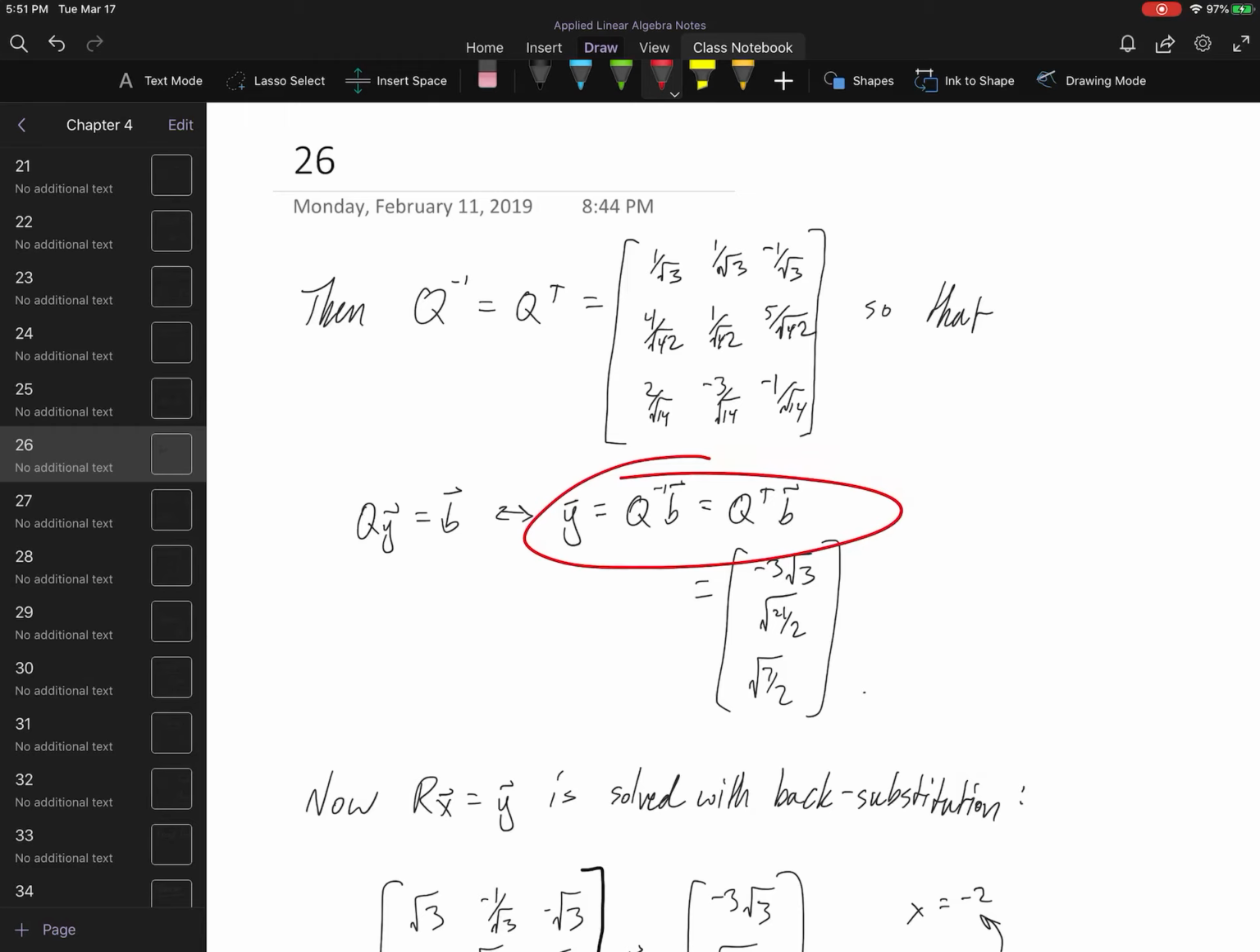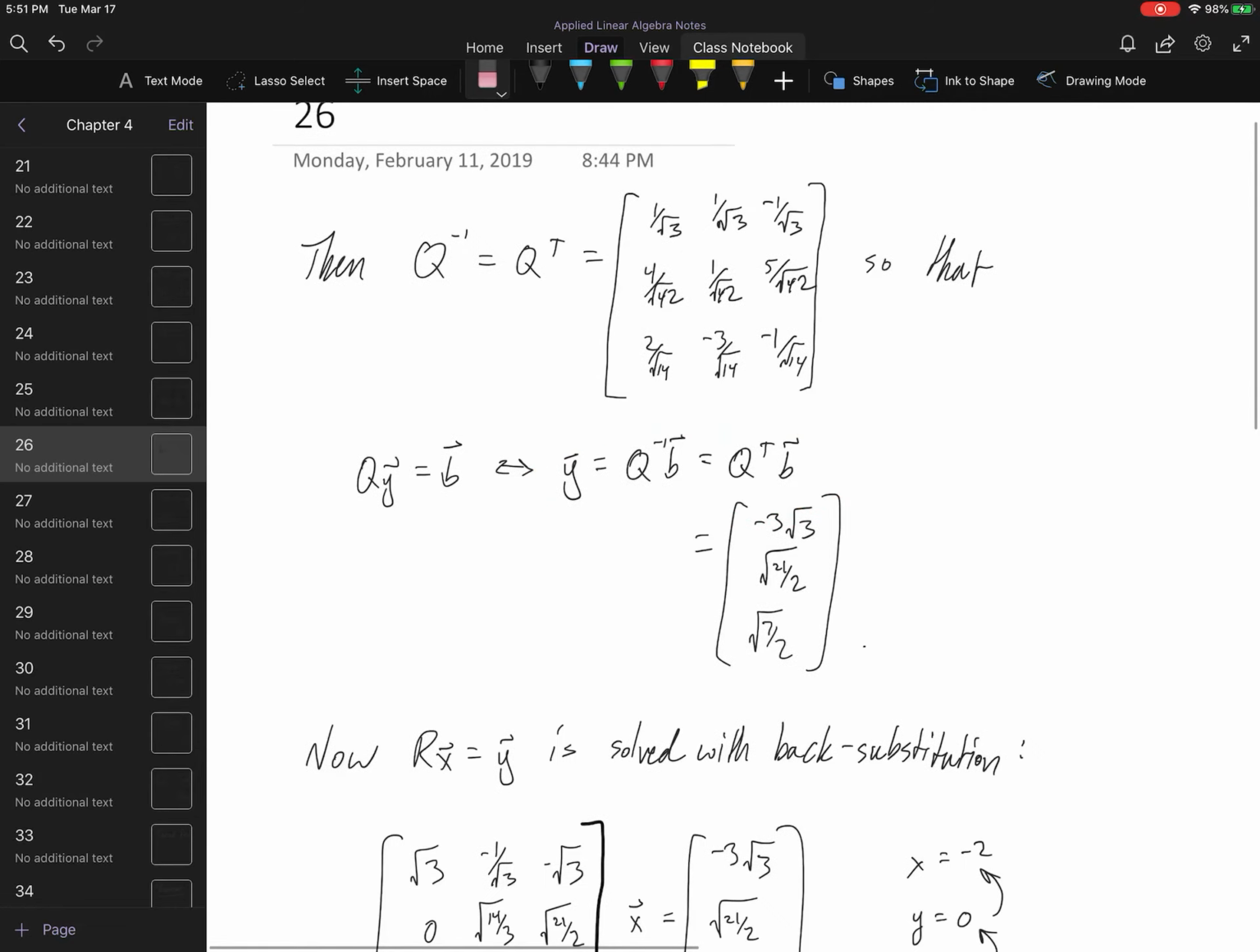But we already know what the inverse of this matrix is because the matrix is orthogonal. Orthogonal matrices tell us exactly what their inverses are without us having to do any computation. The transpose already has the entries of Q in it, they're just in different places, flipped across the diagonal. So in order to solve this system, QY equals B, all we have to do is multiply B by Q transpose, and we're done.